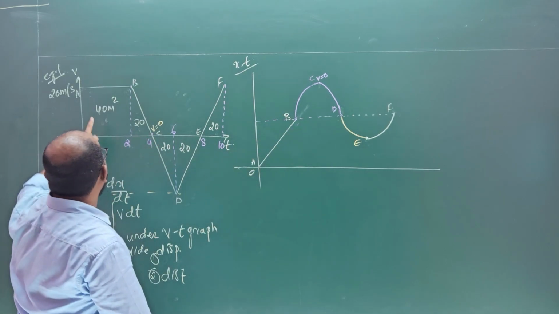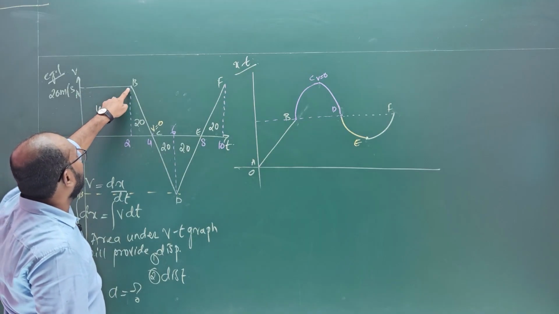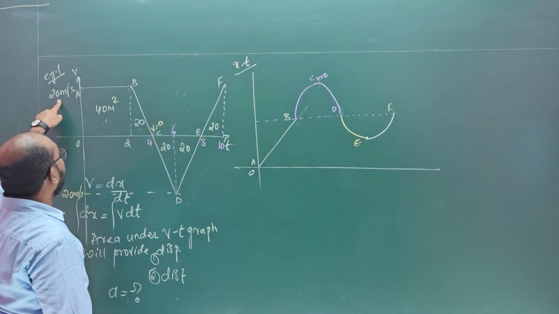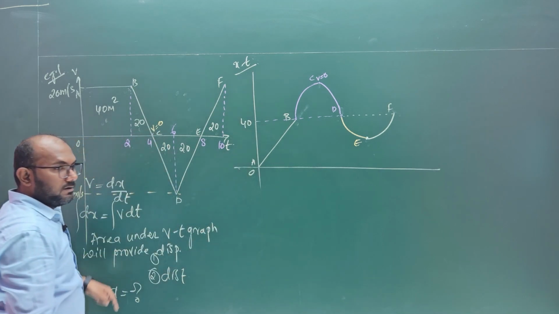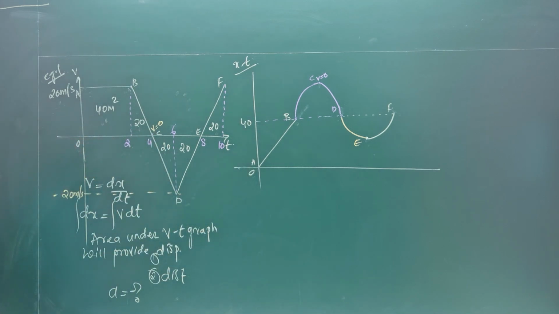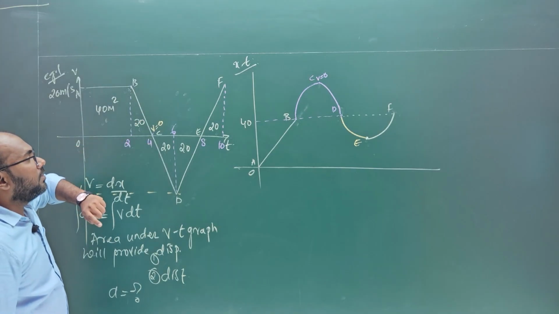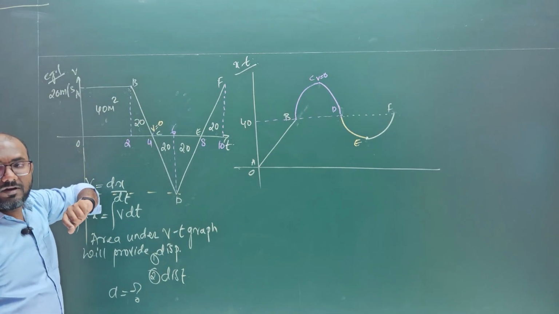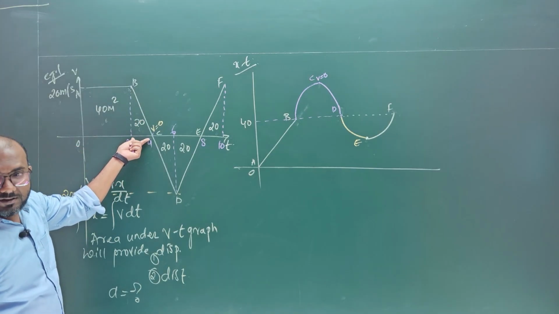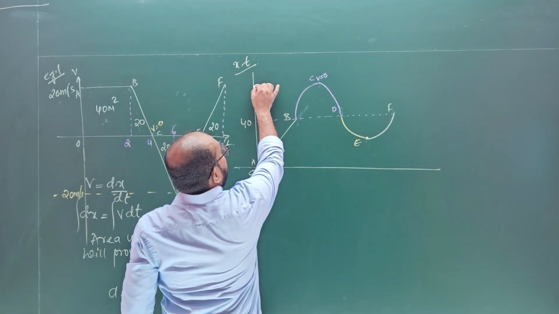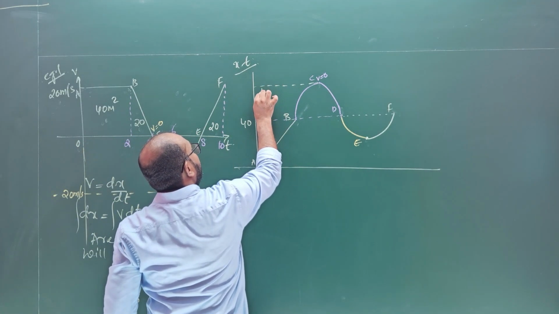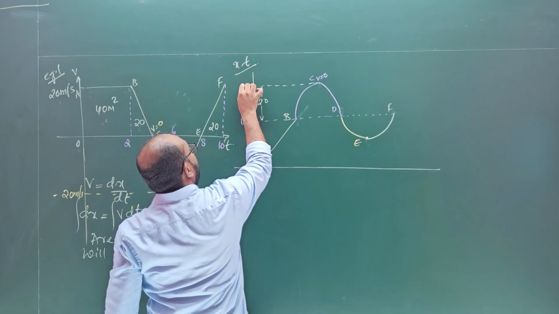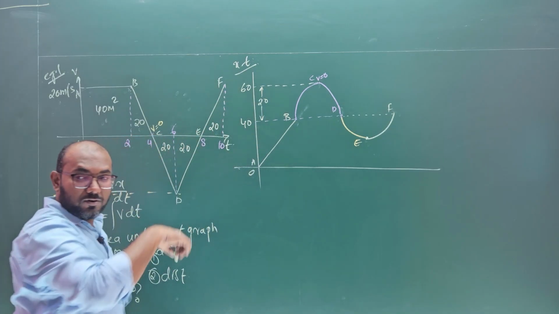Now how much did the body travel from A to B? 40 meters. That means, can I say from here to here the body traveled with 20 meters per second in 2 seconds, so this is 40? Yes or no? Okay. Then from B to C, the body started to decrease its velocity and it traveled how much? 20 meters. So if I add this 20, then this becomes 60. Yes or no?